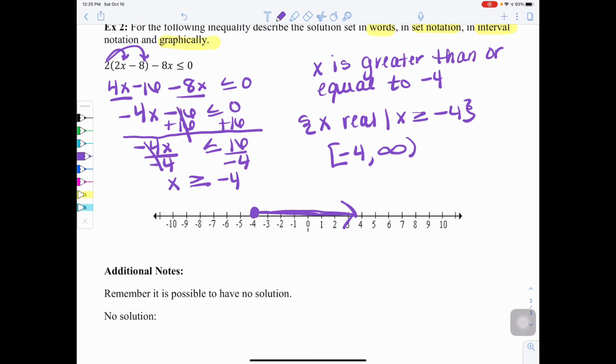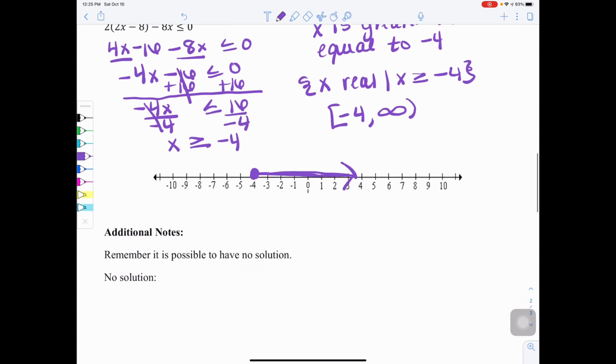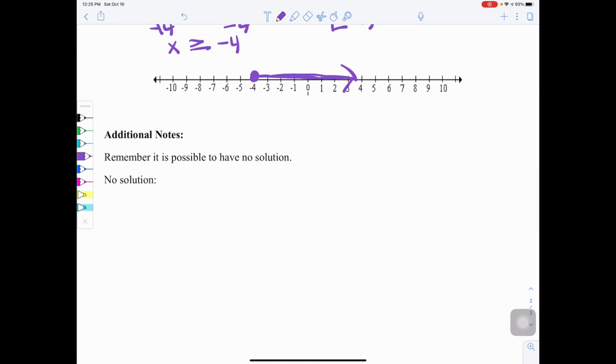So a few additional notes I want to talk about to finish this out. Remember, it is possible to have no solution. Because we have this situation, I want to talk about what it looks like in each scenario. When you have no solution, you can actually write no solution as your answer, but another thing you might see it called is a null set. Both of these would be what you would write in words. You can use either one of them.